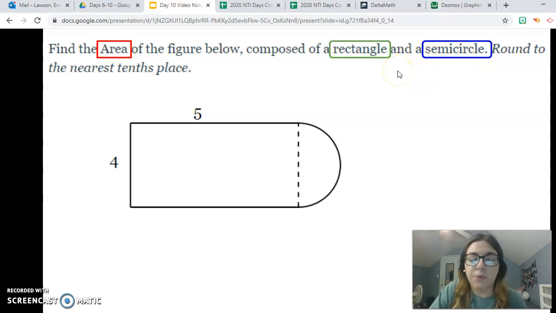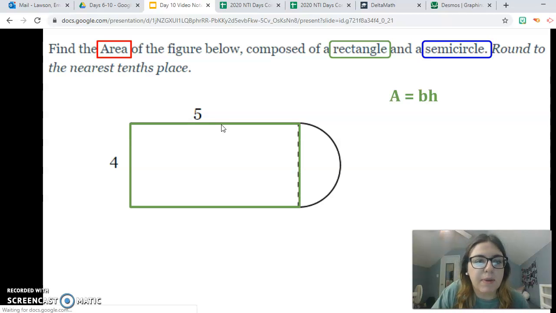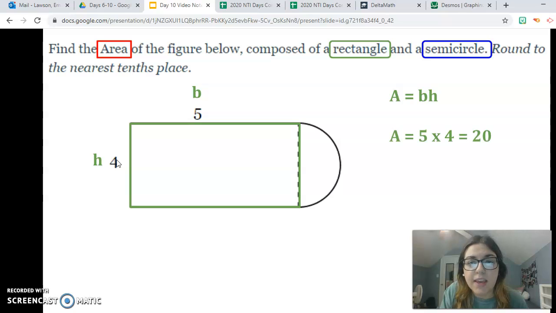First thing I'm going to do whenever I'm given one of these problems is focus on one shape at a time. So the first thing I'm going to focus on is my rectangle. Here's my rectangle, and we know that the area formula for a rectangle is base times height. So I'm going to label my B and the H, and then substitute those numbers in, and the area of this rectangle is 5 times 4, which is going to be 20. So that's my first step, to find the area of the quadrilateral.